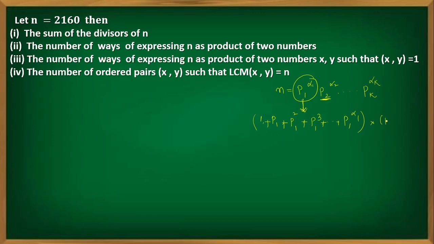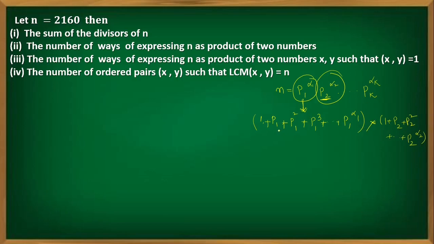Into 1 plus p2 plus p2 square plus, and so on, up to p2 to the power of alpha 2. So repeat the same process for each prime. Then you multiply them, and you will get the sum of all the divisors.